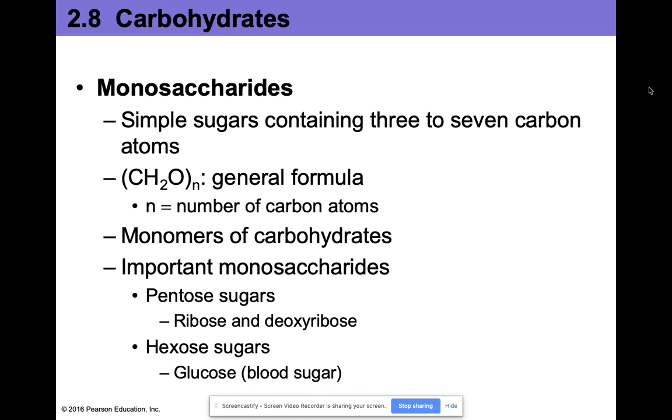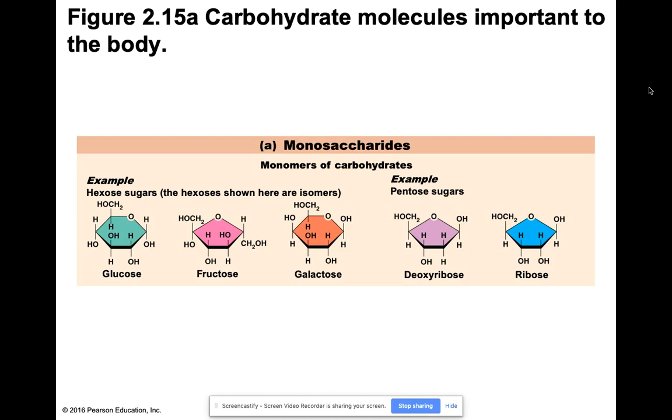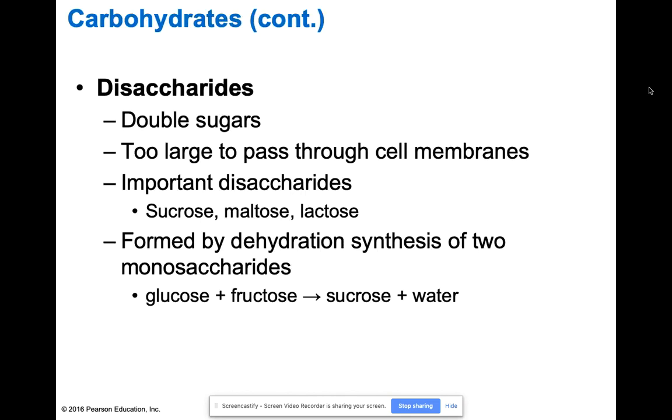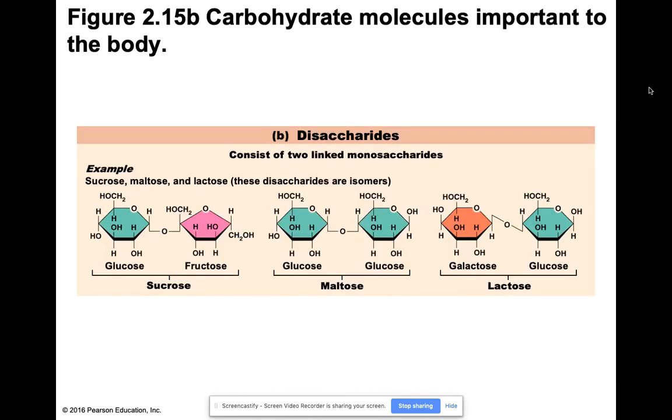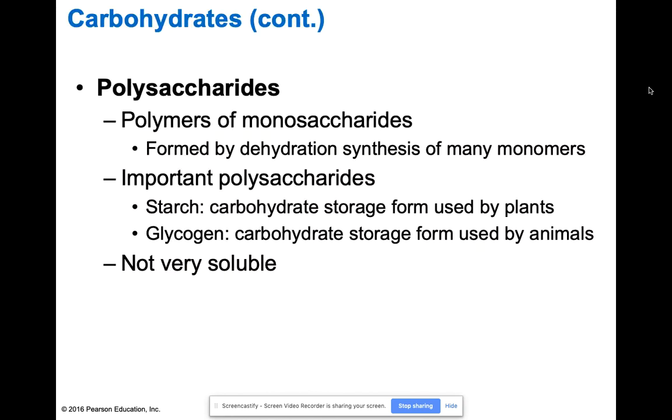And you might hear that when we're talking about blood glucose, it's the blood sugar. So here's some examples of our monosaccharides. Notice that they all end in ose: glucose, fructose, galactose, deoxyribose, ribose, right? We have hexoses and pentoses, and they all end in ose, meaning sugar. Okay, our disaccharides here, they are 2 sugars put together. So for instance, sucrose is an example. Polysaccharides, again, are going to be much larger.